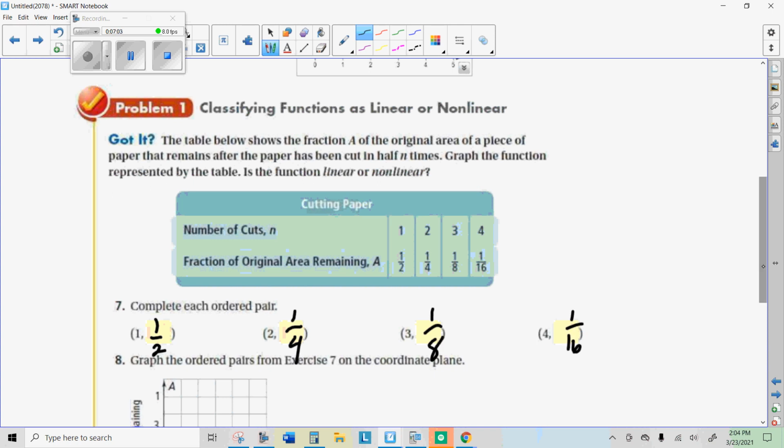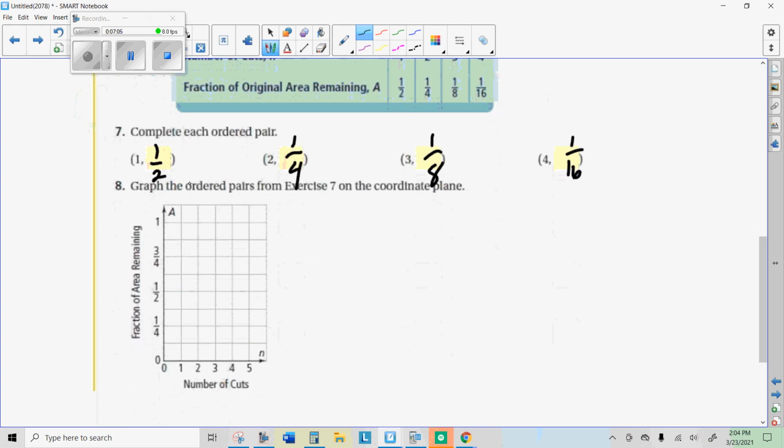Now go ahead and graph those on there and decide if it's linear or not. I don't know if you can see it, but it kind of looks to me like it's starting to curve. So we're going to say this one's nonlinear.